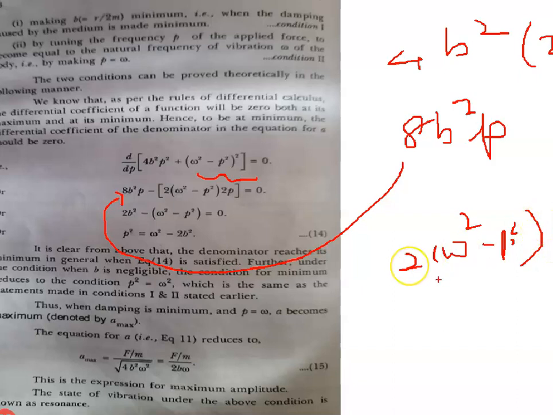So 2 into 2 you will get 4. This one, same thing, you are getting it here, minus 2p, right? 2 into (omega square minus p square) into 2p you will get. So if you write it like this, 8b square p minus 2(omega square minus p square) into 2p. 2b square you take as common, so minus (omega square minus p square) is equal to p, or p square. Just rearrange this one, p you take to the right hand side. So p is equal to omega square minus b square.